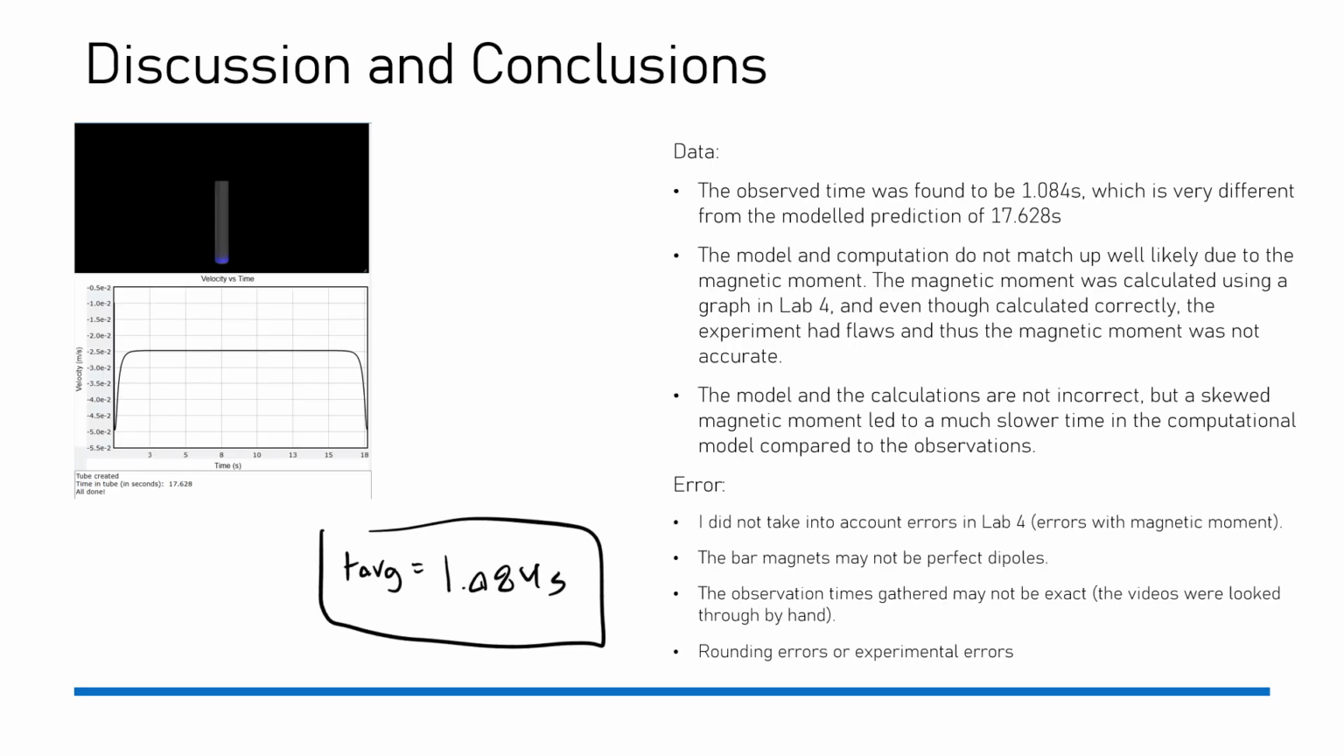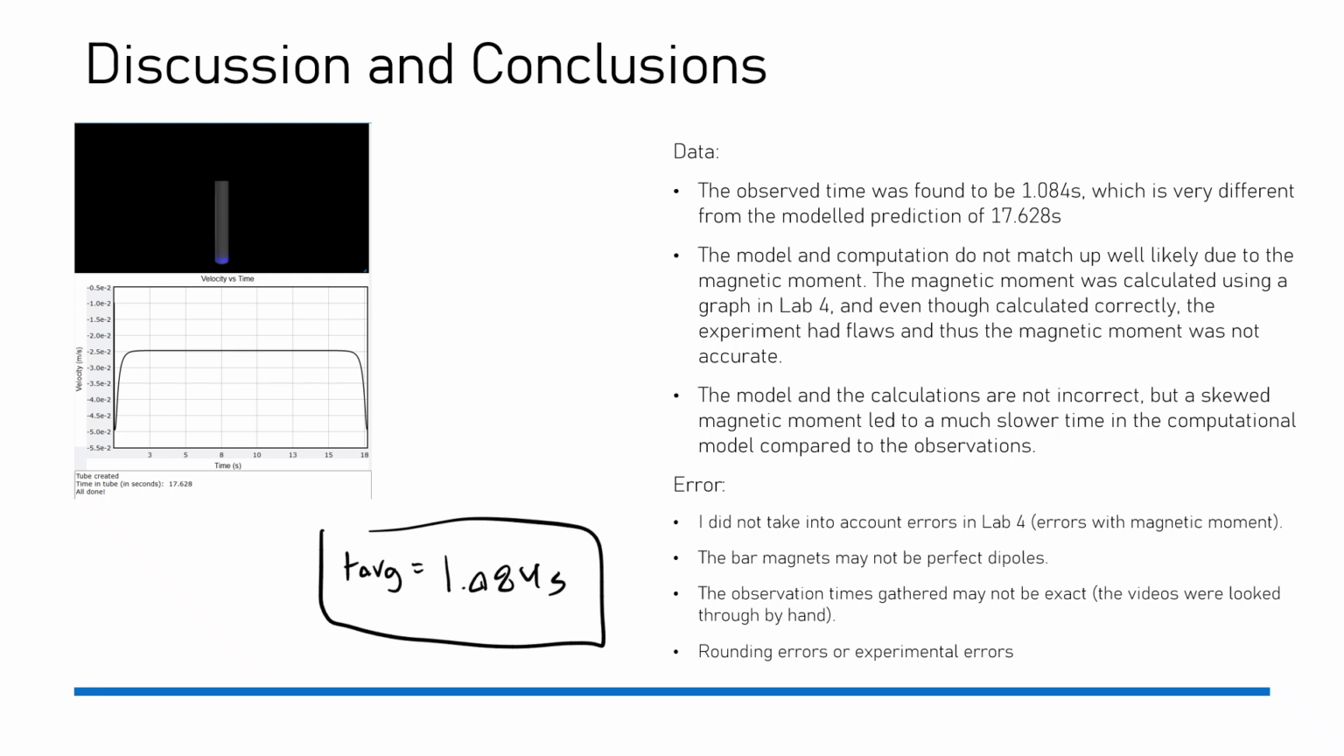So let's discuss the data. Looking at the data, the observed time of 1.084 seconds is very different than the model time of 17.628 seconds, and this is likely due to the magnetic moment, which was found in lab 4. Now our lab 4 calculations and the calculations in this lab are done correct. It's just that the experimental data was skewed, and so it gave us a strange magnetic moment, which skewed our data here, but the calculations should be correct.